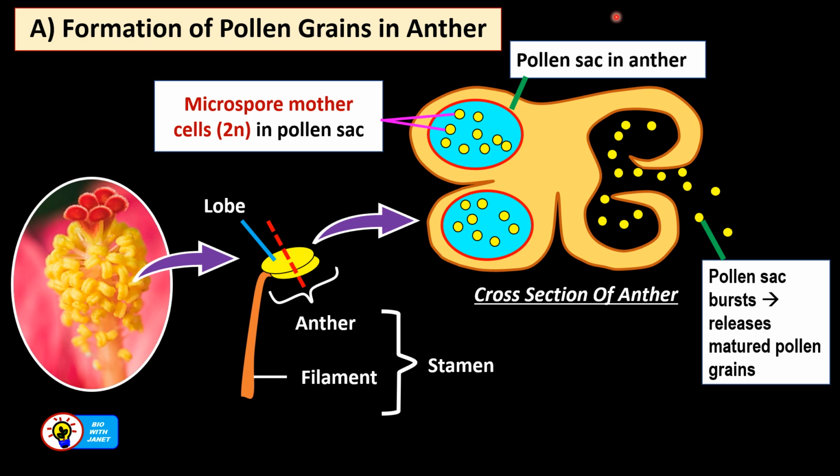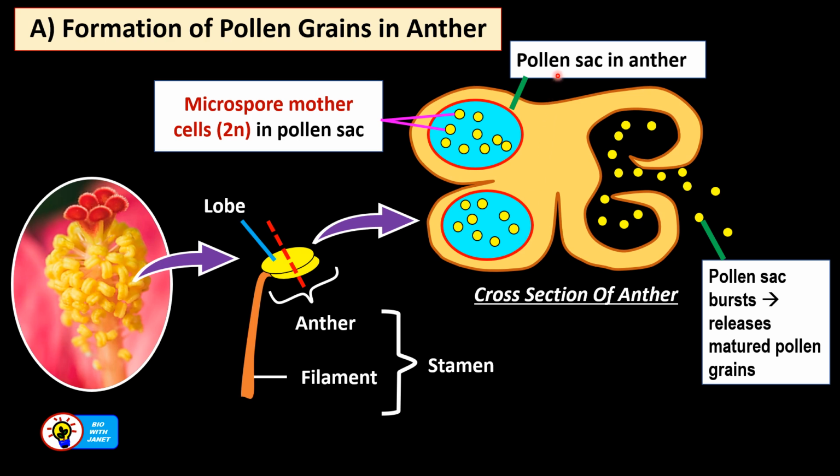A, formation of pollen grains in the anther. Now this picture here shows us the anthers in a hibiscus plant. If you look at one anther, it has 2 lobes or 2 sections. In each lobe there are 2 pollen sacs. So altogether there are a total of 4 pollen sacs in this anther.